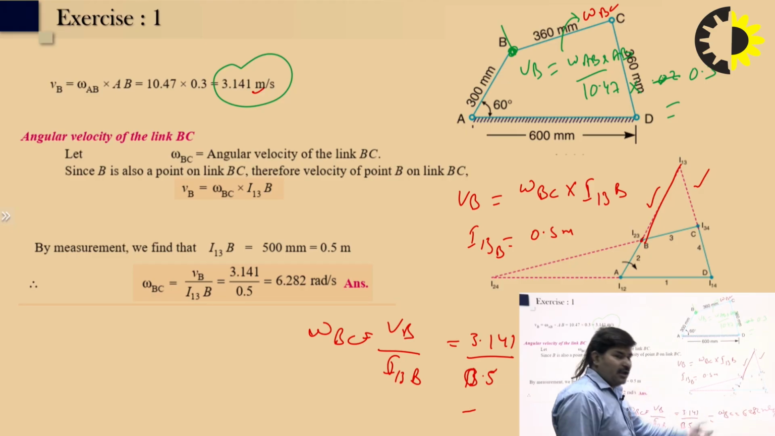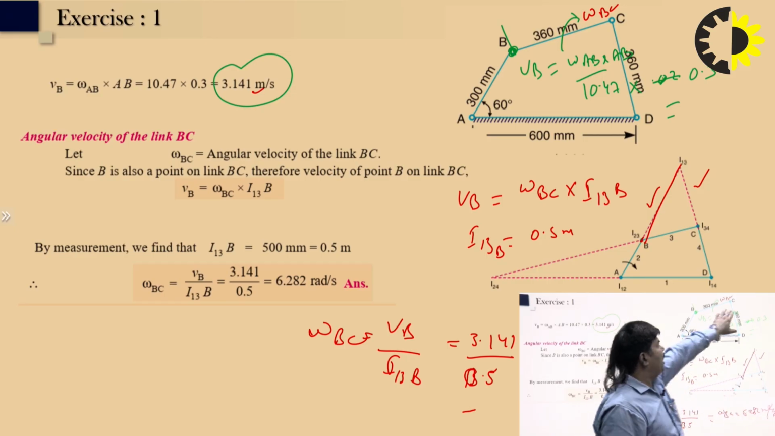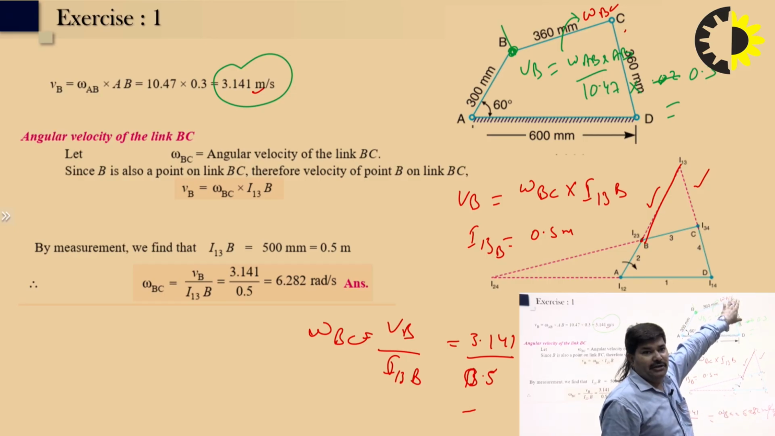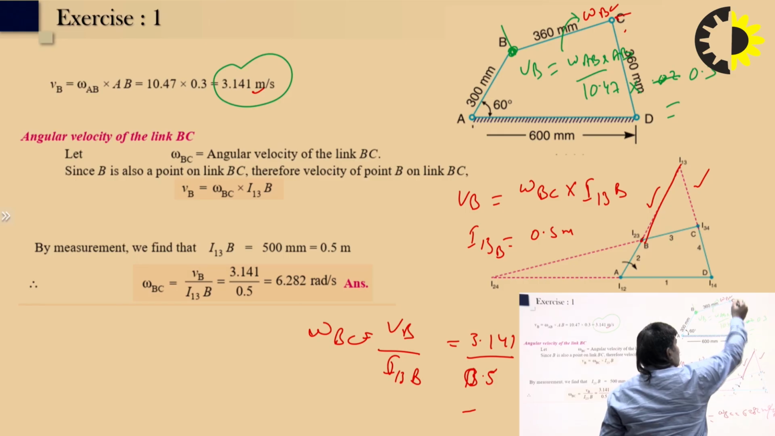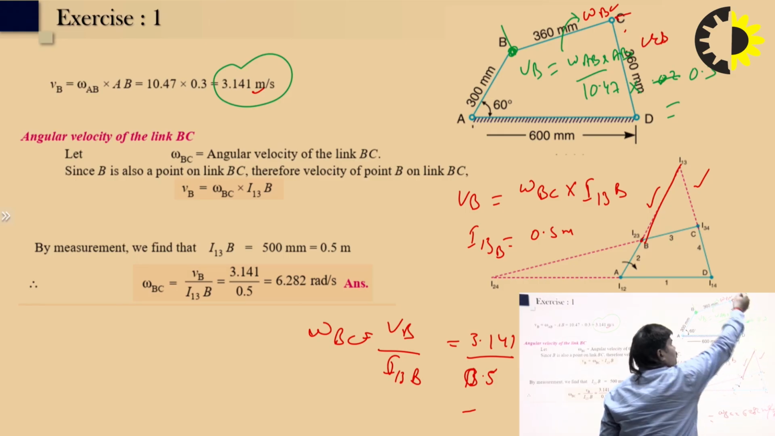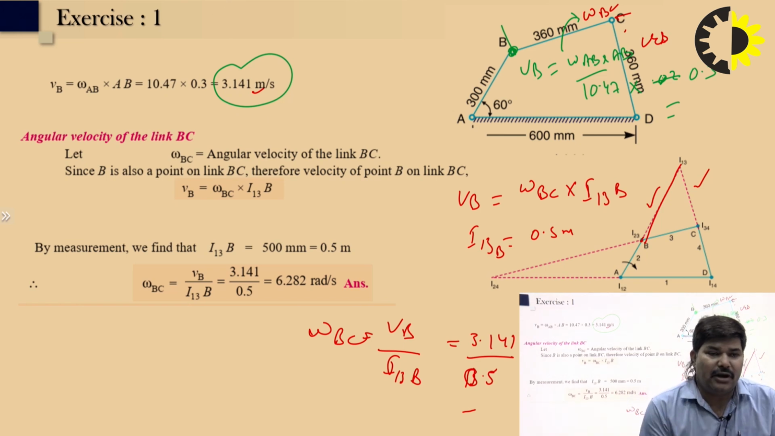Similarly, we find the angular velocity of link CD. C is the common point, right? So we find the velocity of C with respect to B, again calculated as R into omega. Omega is already found, and R is given, R is 360. So you can find the velocity of C with respect to B.